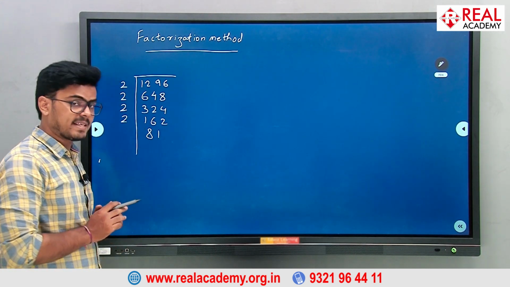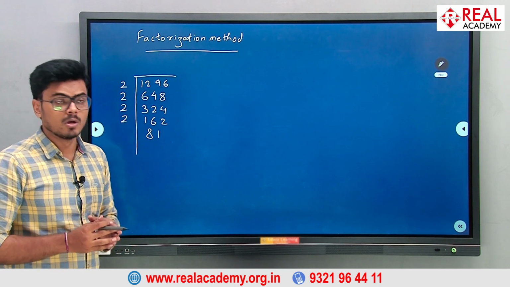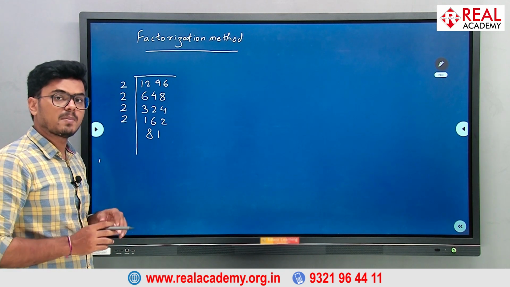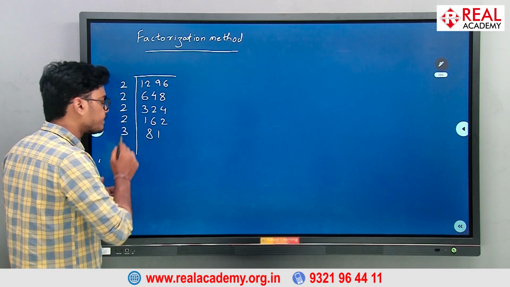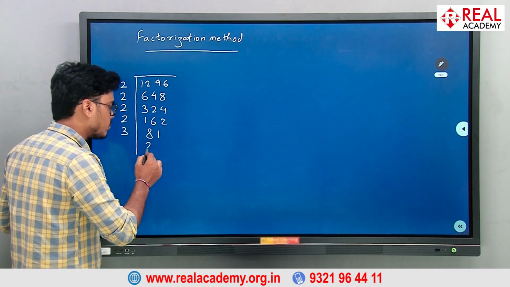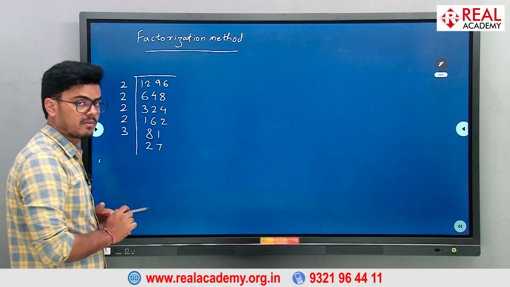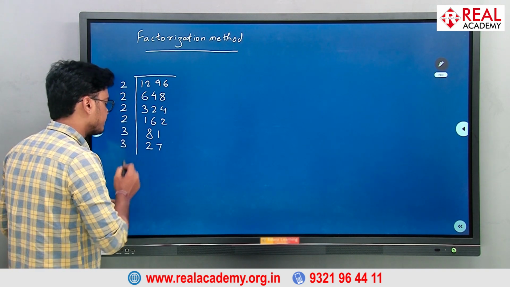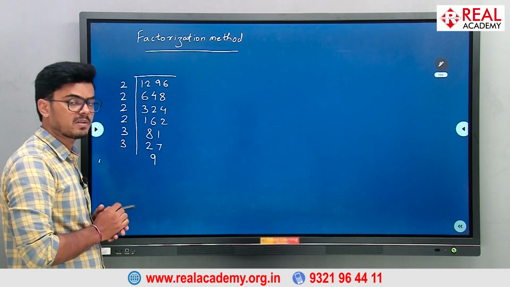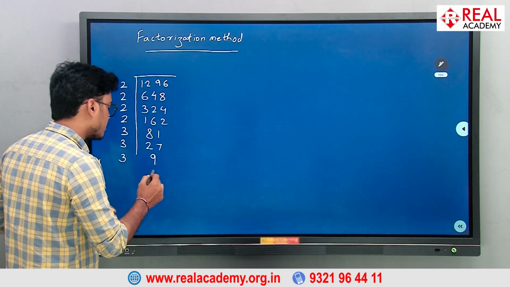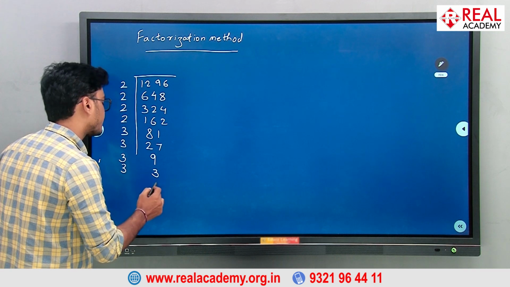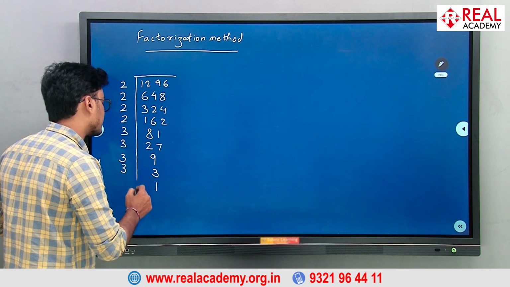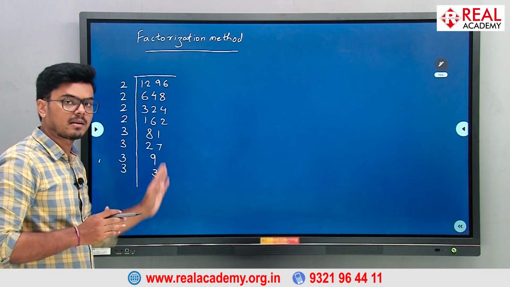Now the next number is 81, which is not divisible by 2. So if it is not divisible by 2, try to take some other factor. If I divide this by 3, 3 twos are 6, 3 sevens are 21. Again by 3, 3 nines are 27. Again by 3, 3 threes are 9. And the last number also is 3, 3 ones are 3. Till you get 1, you have to factorize this.